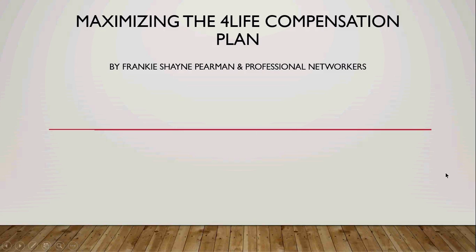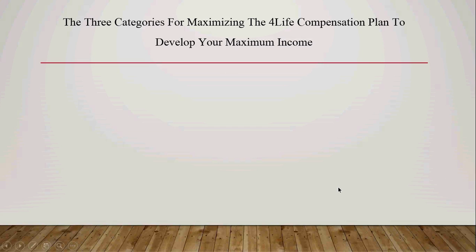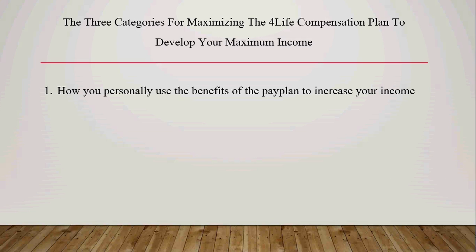So let's go ahead and get started here with our first slide, maximizing the For Life compensation plan. There are three different categories for maximizing the For Life compensation plan to develop your maximum income. We're going to discuss what these three categories are, and then we're going to break each of these categories down. The first category is how you personally use the benefits of the pay plan to increase your income.